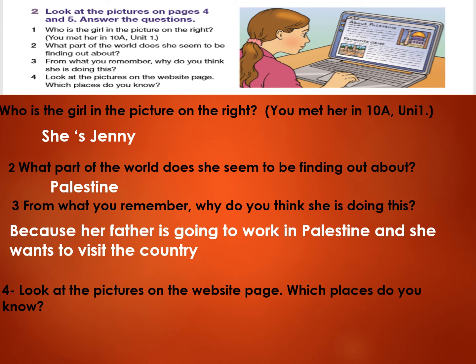Number 4, look at the pictures on the website page. Which places do you know? Yes, I think I know Al-Aqsa Mosque. It is set in Jerusalem. It is very famous for Muslims.